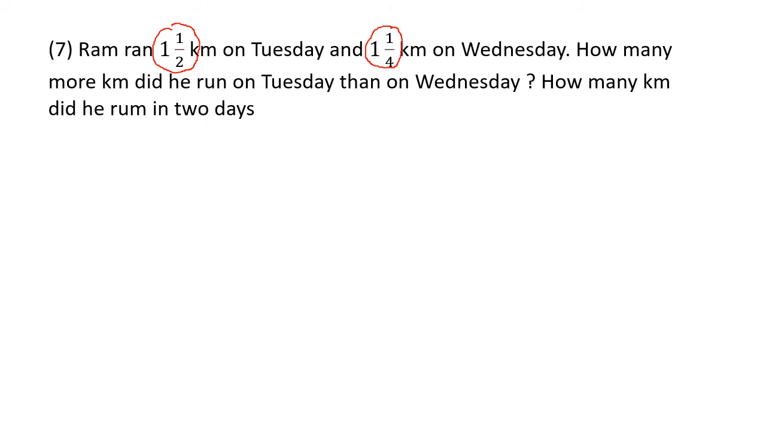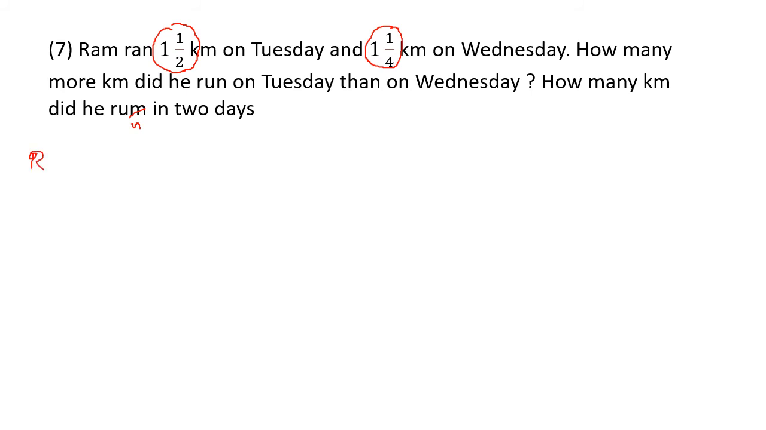How many kilometers did he run in 2 weeks? Okay, this is a spelling mistake. It should be run in 2 days. So you have to add also, you have to subtract also. So there are two parts of the question. So let's do the first part. First let us write the statements.